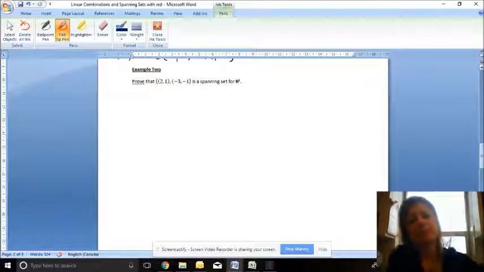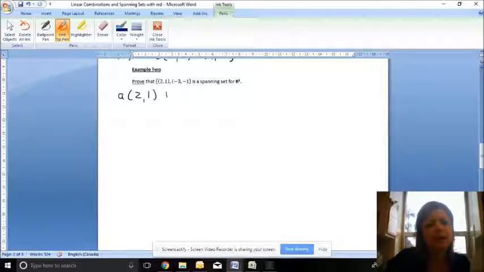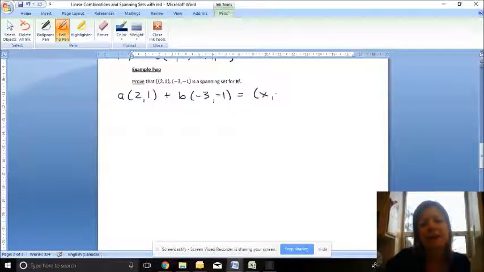We have to actually prove that these form a spanning set for R2. So what that means is that these two vectors actually can create any vector that you want in R2. So this means that we would have some a value in front of (2, 1), plus some b value in front of (-3, -1), to create any vector (x, y) in R2. So let me explain this underneath.